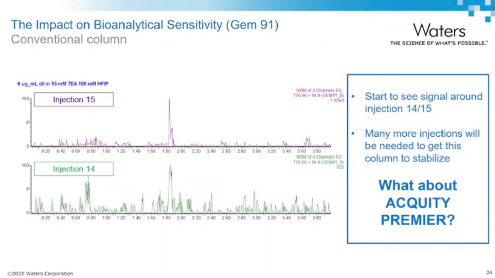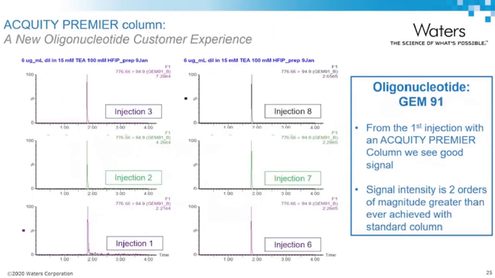When working with sensitive LCMS situations, the conditioning may take a very long time, and even when the column is partially conditioned, you may not get the same recovery and signal as you expect. That is why, by using Premier columns for bioanalysis, we achieve much better results.